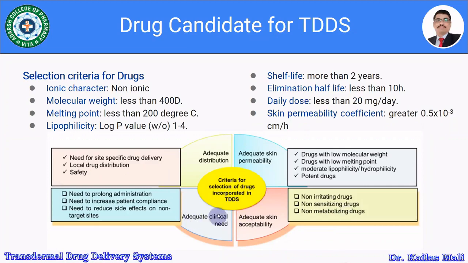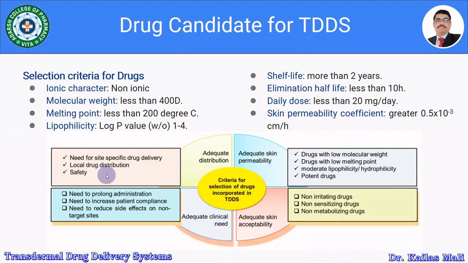Then there should be adequate clinical need. Really, there is a need to deliver the specific drug by transdermal route. Say, for example, need to prolong the administration, so automatically the frequency of administration is going to be reduced. Need to increase patient compliance. Need to reduce the side effects on non-target sites. And the last one, adequate distribution. That is the need for site-specific drug delivery, then local drug distribution, and the safety.